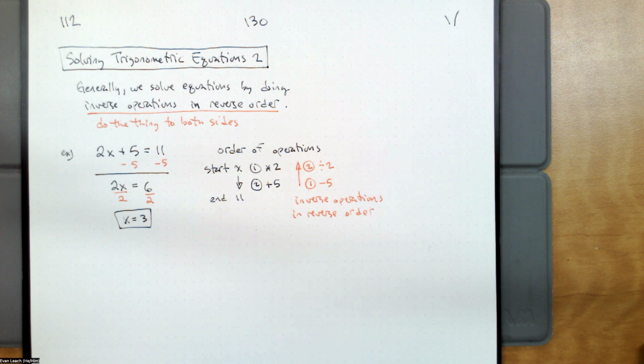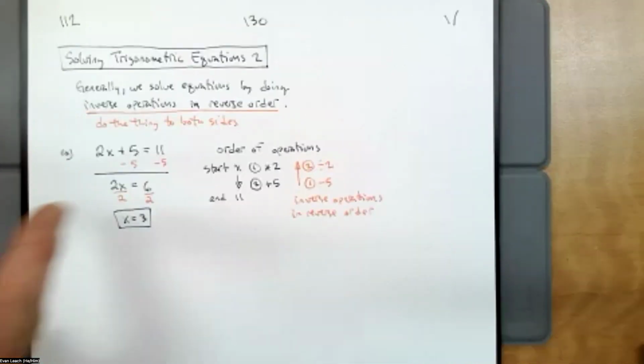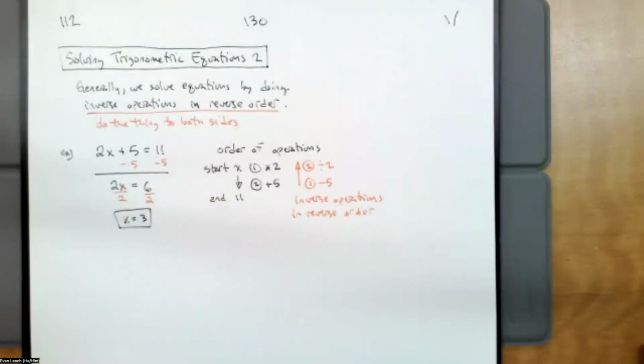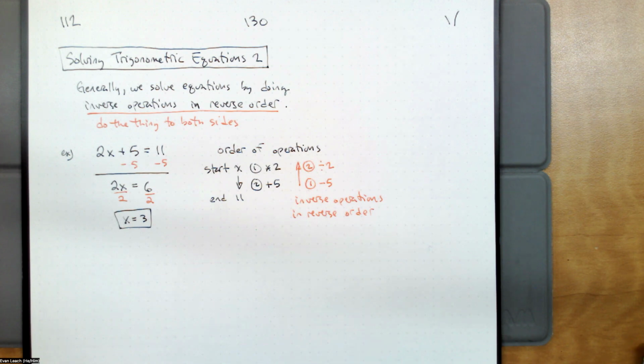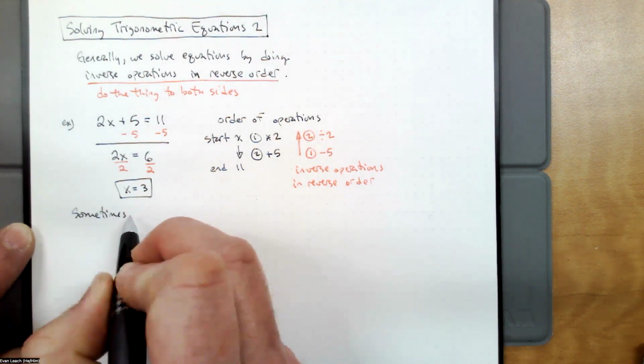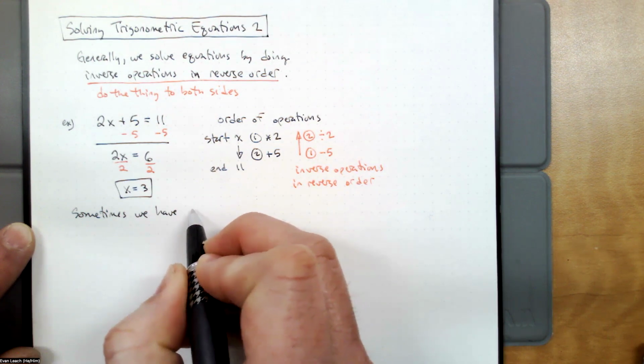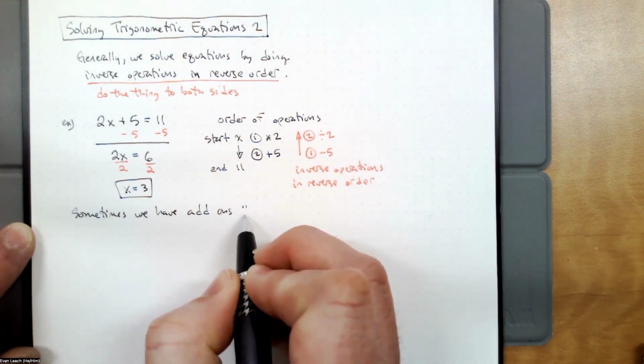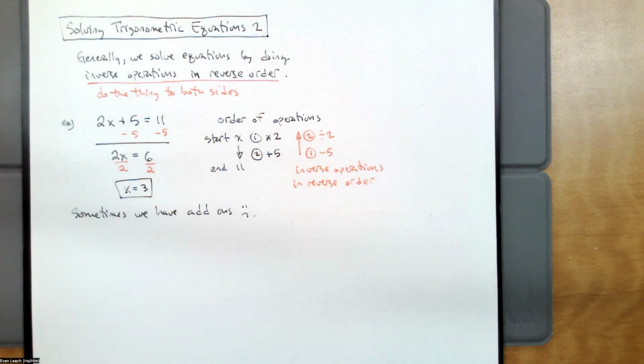In general, this is how we think about doing problems. There are some situations like this one where we could change the order. Sometimes we rewrite this equation and then start doing things to both sides. There are certain scenarios where we have to do something else. Sometimes we have add-ons. Sometimes we have to do something else because our operation isn't strictly invertible.